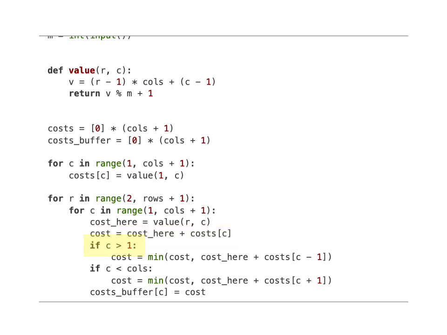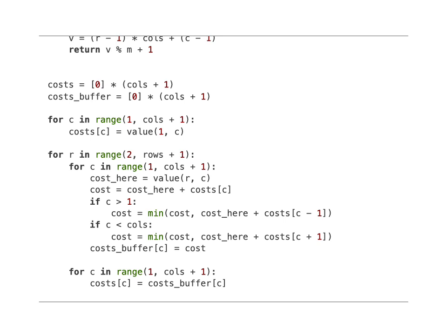If we can enter from the left, then we choose the least cost so far. If we can enter from the right, then we again choose the least cost so far. And finally, we save the least cost to the respective position in the buffer array.